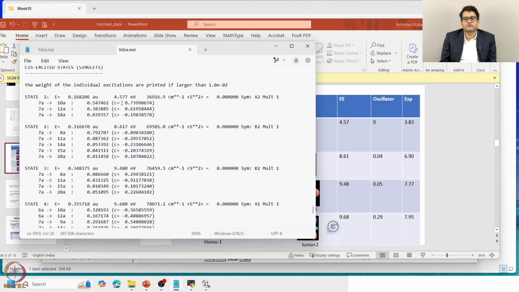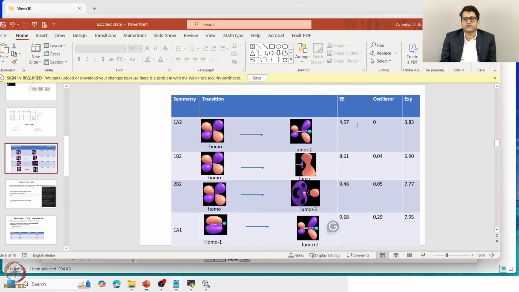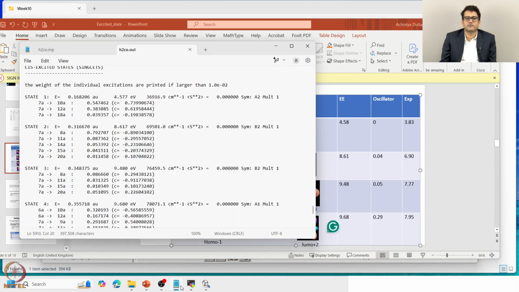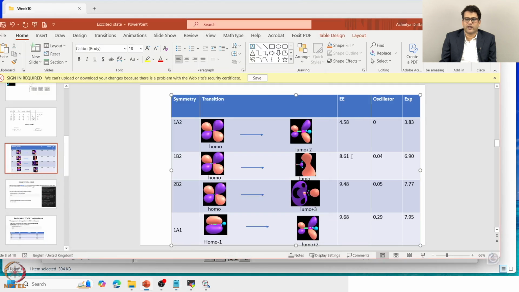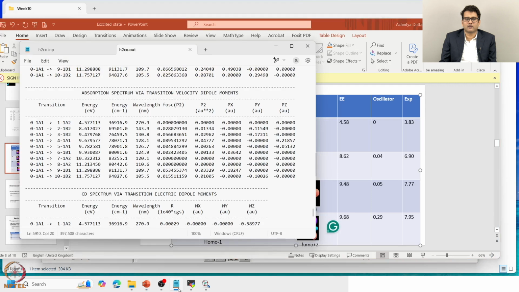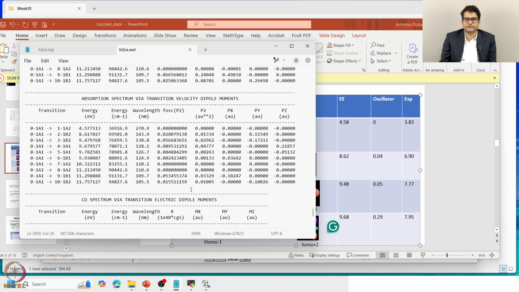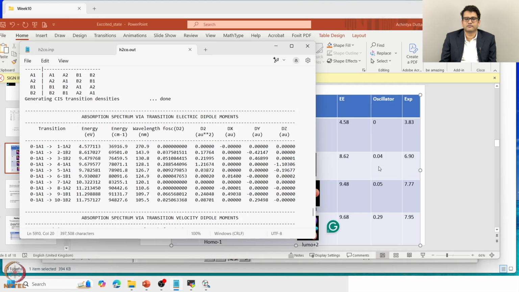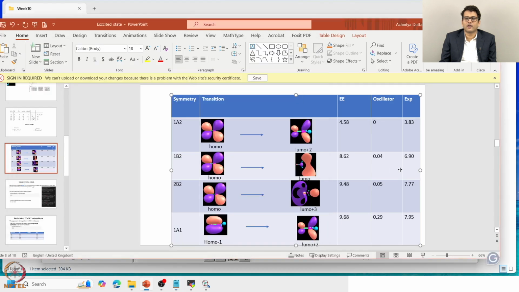My first state gives me around 4.57, I should have written 4.58 to make it a significant digit. This should have been 8.62, 9.48 is fine, 9.68 is also fine. And I have written the oscillator strength also. As we have discussed, the first state has 0 oscillator strength, whereas the second, third and fourth states have some oscillator strength.